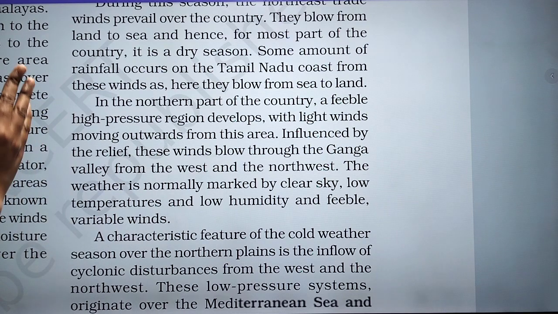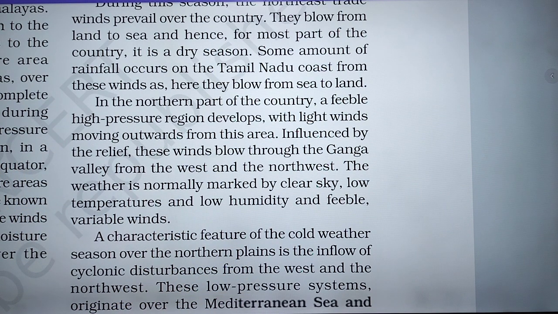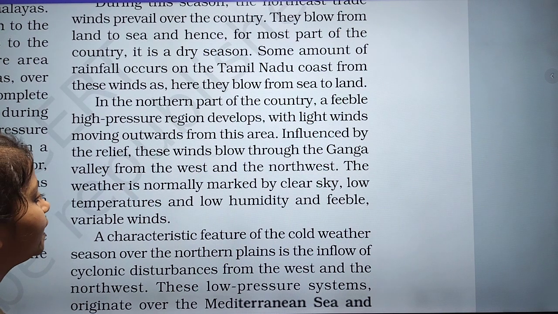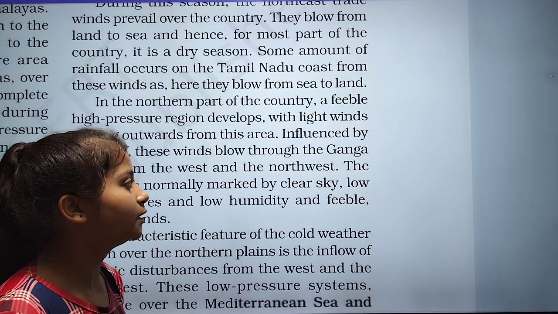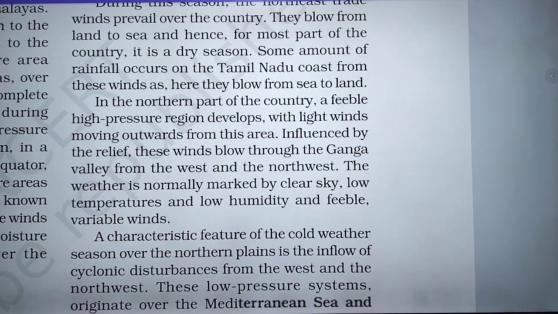So the weather is normally marked by clear sky, low temperature, low humidity, and feeble variable winds.